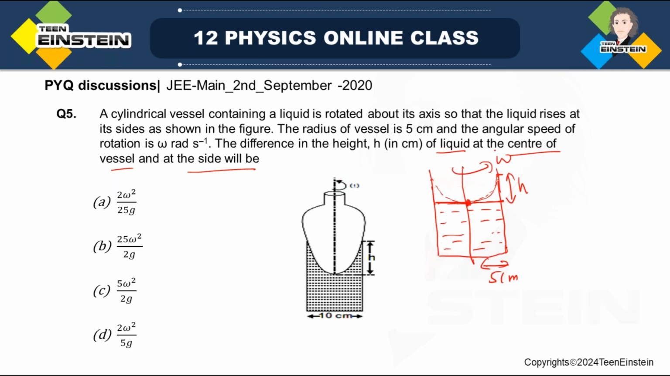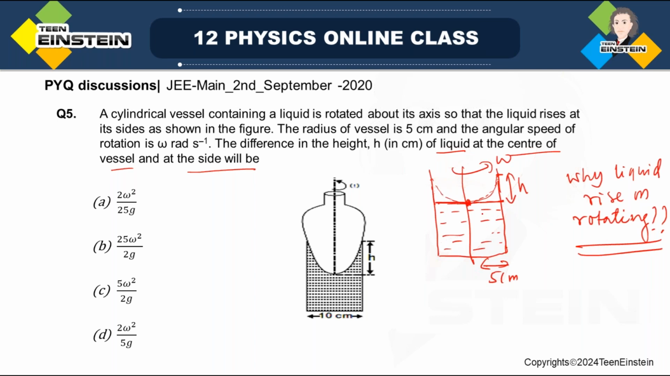So the difference in the height of the liquid at the center of the vessel and at the side will be. You might be wondering why the liquid rises upon rotating. This might be a question, right?